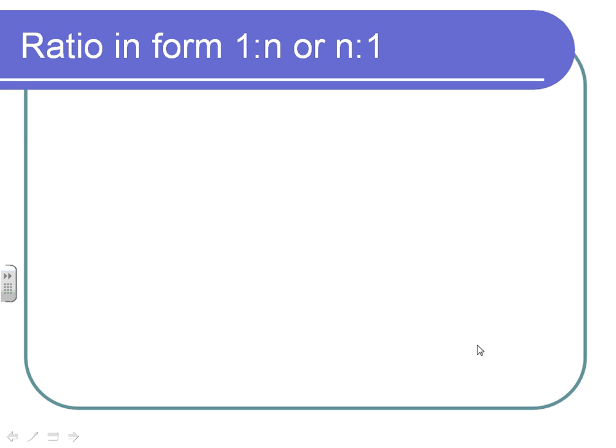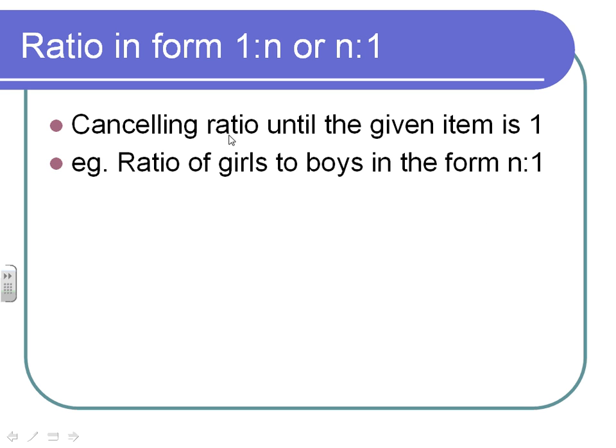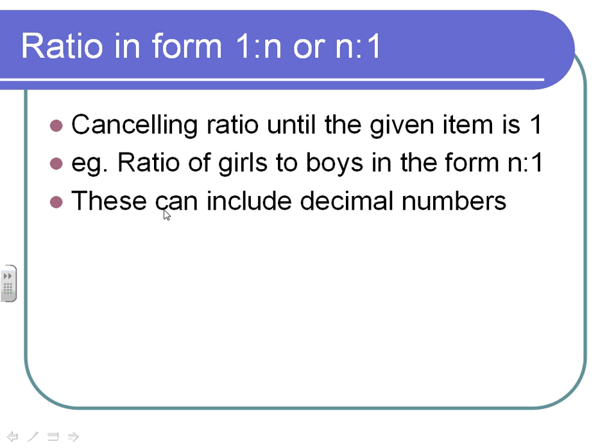All right, and now we're going to be talking about having a ratio in the form of 1 to n or n to 1. And as you can recognize, n there stands for a variable, so that number can vary. What we want to do is look at canceling a ratio until the item we are looking at is down to 1. For example, we want the ratio of girls to boys in the form of n to 1. In ratios, when you're doing n to 1 ratios, they can include decimal numbers. So you don't have to worry about getting decimal numbers.